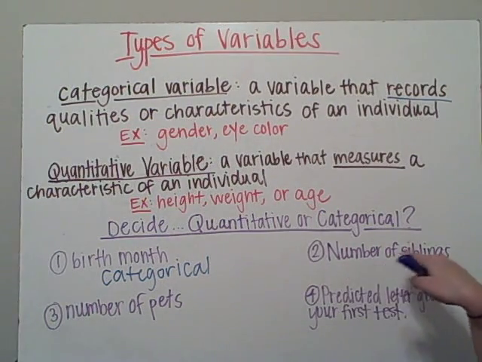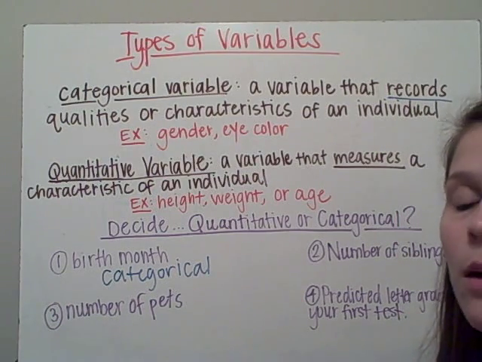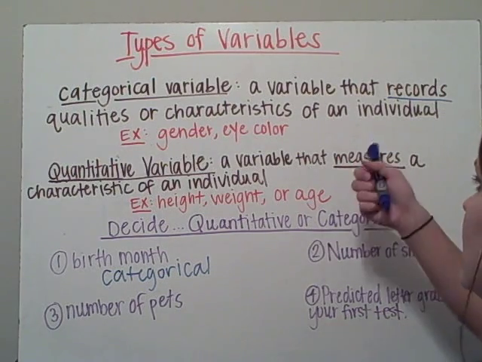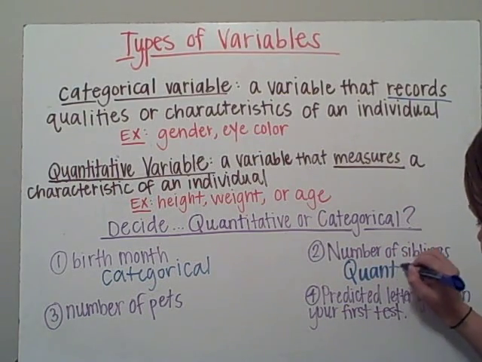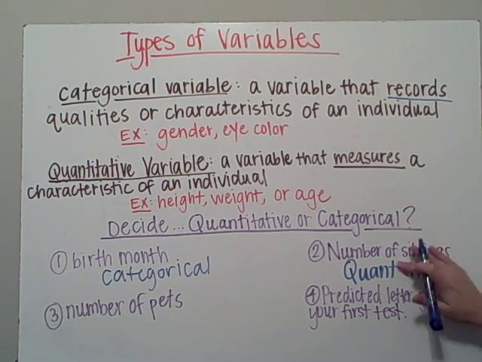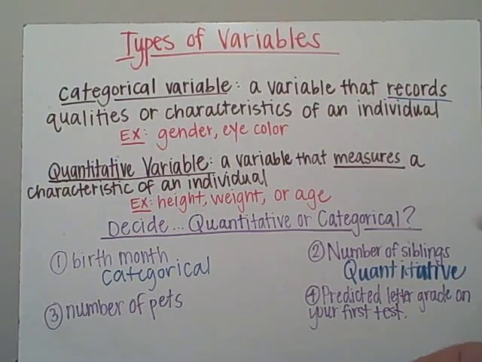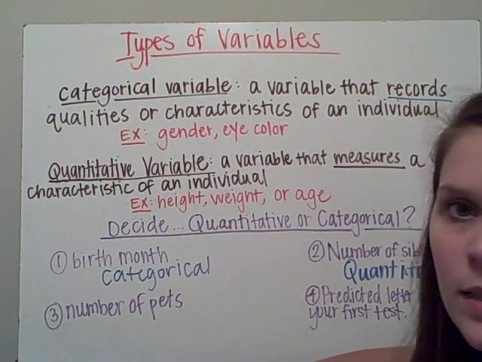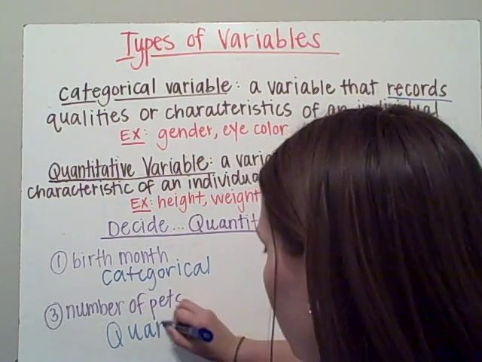Number 2, number of siblings. Well, the number kind of gives it away, but since it's a number of siblings, you can measure it because it can be used in numbers. Since it is measuring, this would be quantitative. Number 3 is very similar to number 2. Number of pets. That is something that can be measured, so it would be quantitative.